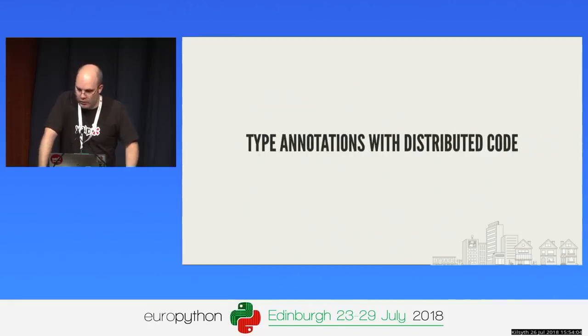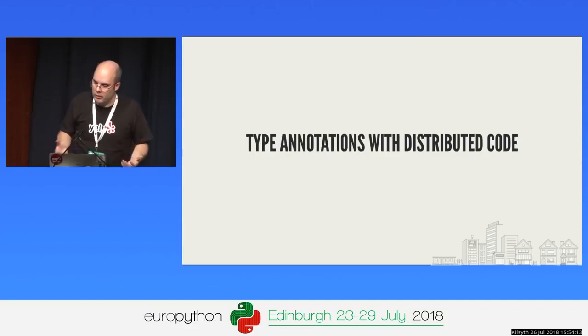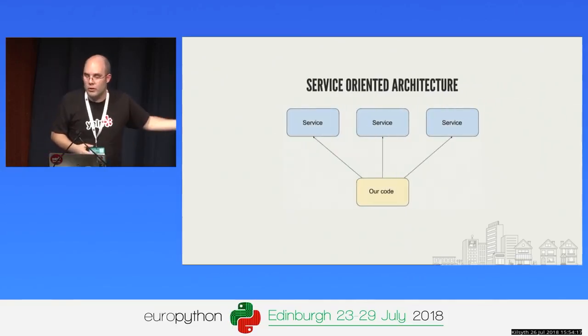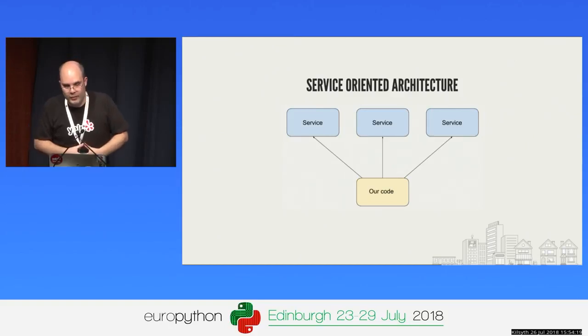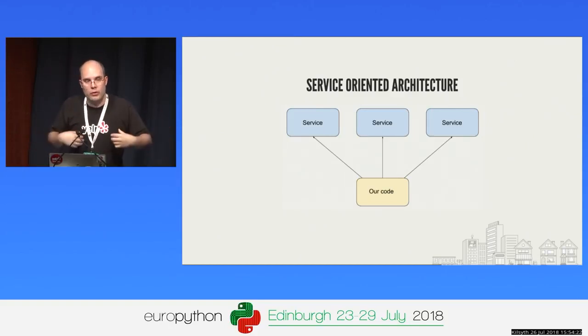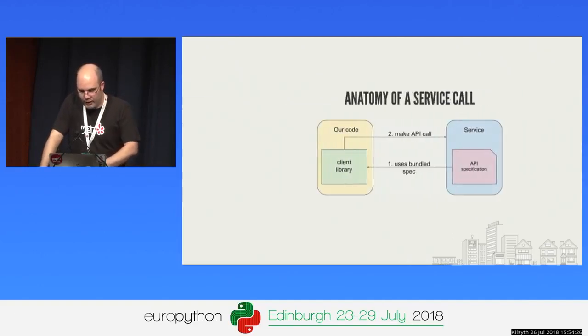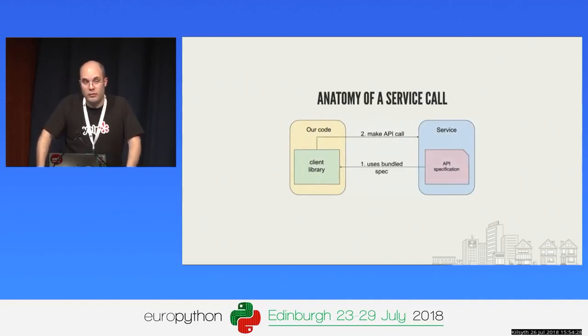So let's try to get quickly through to the last part of my talk, how to do type annotations with distributed code. A problem there is testability. How can we make sure that when our code calls several other services, all of this works, that the data we're receiving and using is in the right format? At Yelp, we have an API specification. We use OpenAPI. From that, we create a client library that we then use to make API calls.